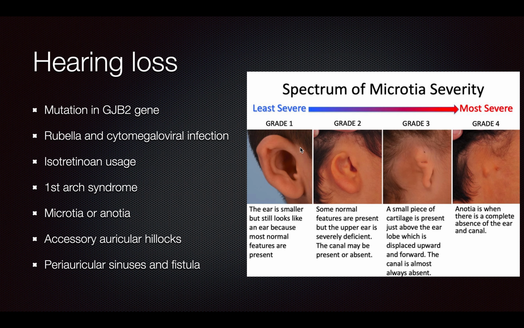And of course, it depends on the penetrance. Grade 1 is not too bad. Grade 4 is the worst. It's a complete absence of the ear and the canal. That's it for now.